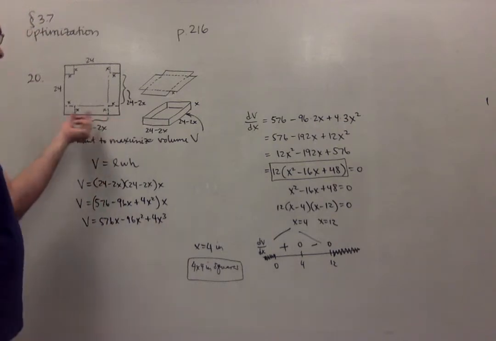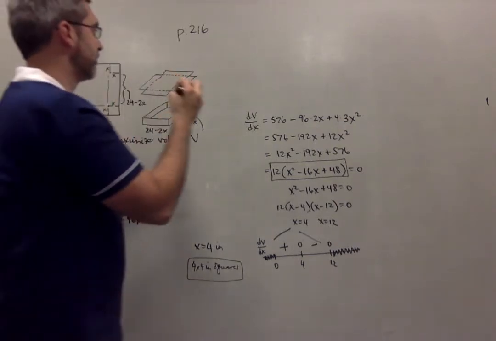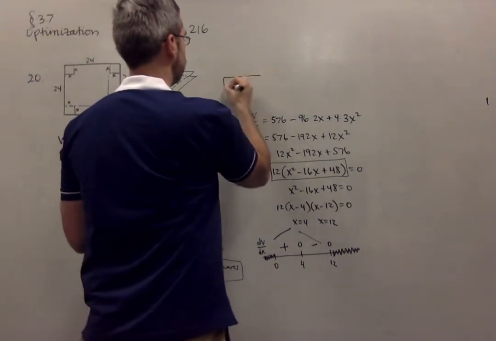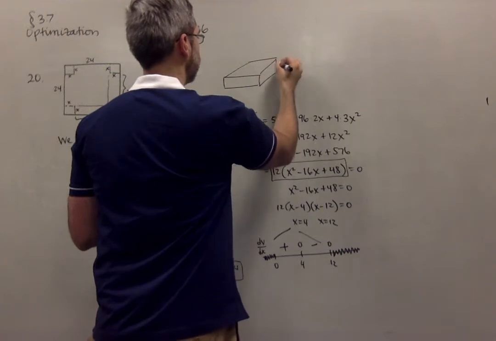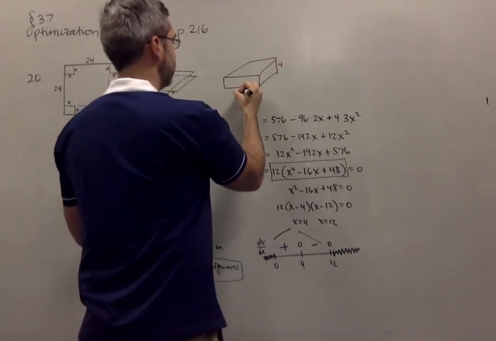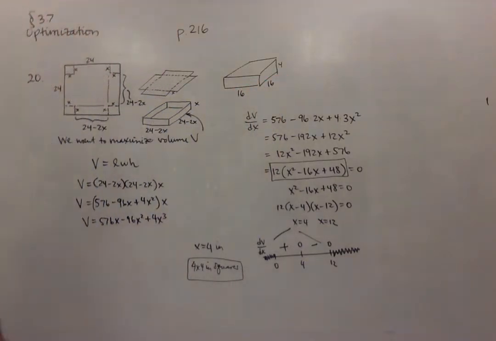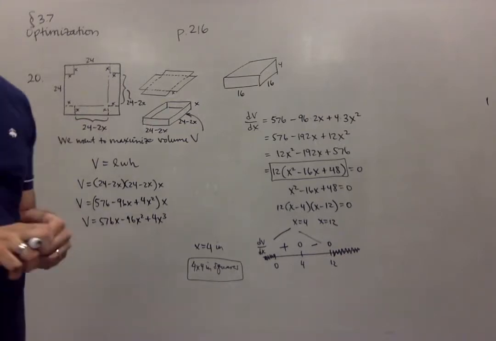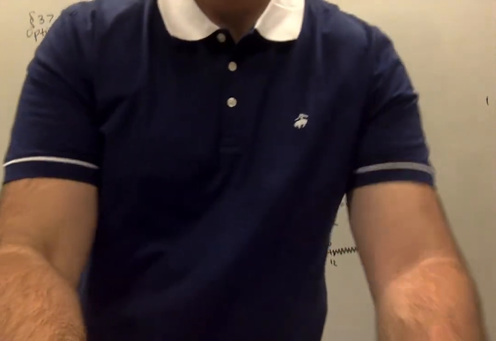Okay, 4 by 4, 4 by 4. Okay, and if we cut a 4 by 4, just so you can see this, the box that we end up with is, if x is 4, 24 minus 8 is 16 by 16 by 4. That turns out to be the best box that we can create this way. All right? Does that make sense?